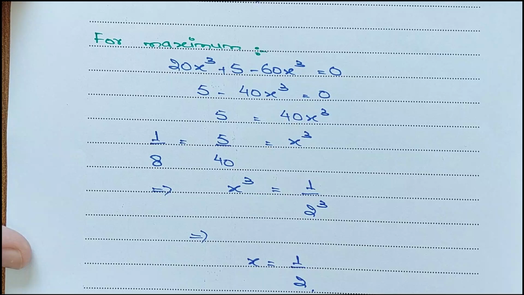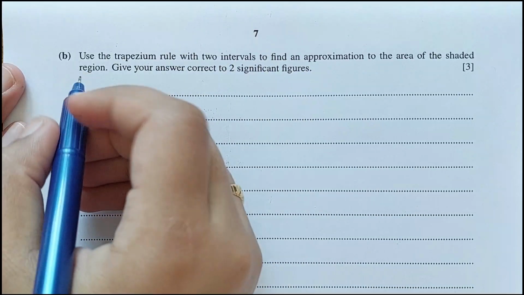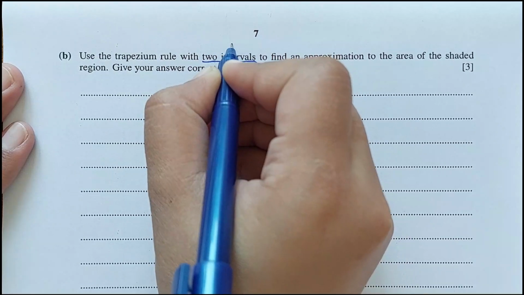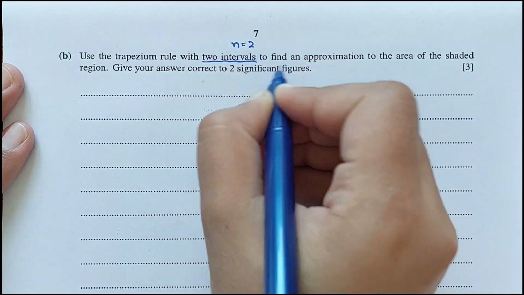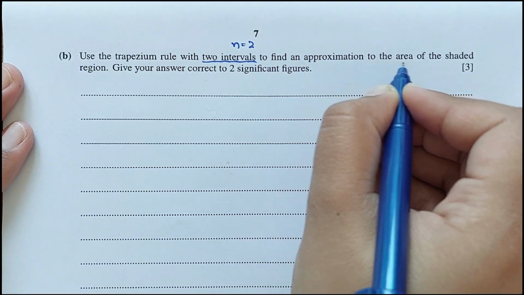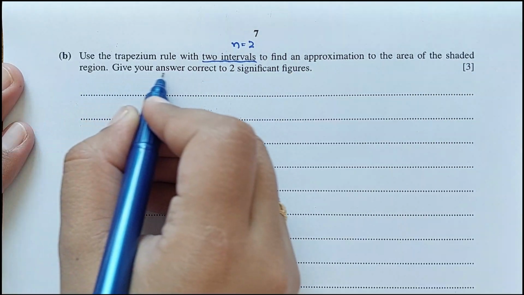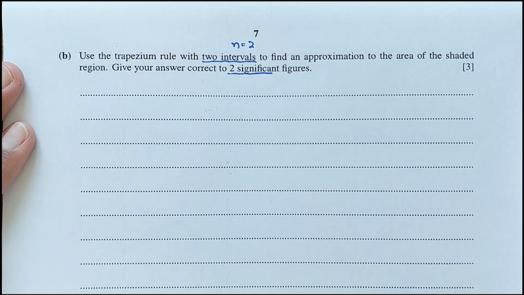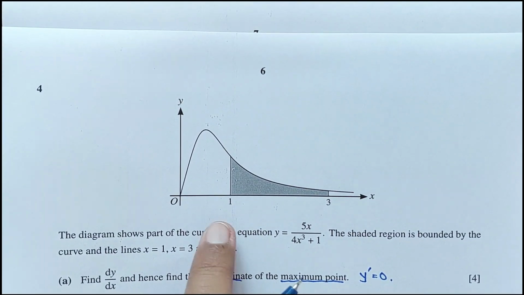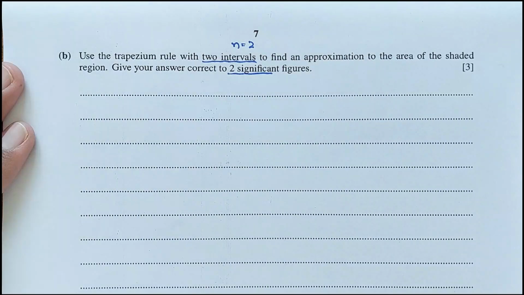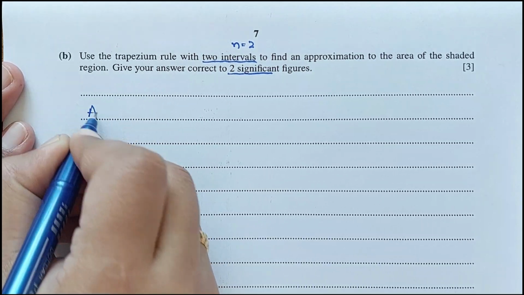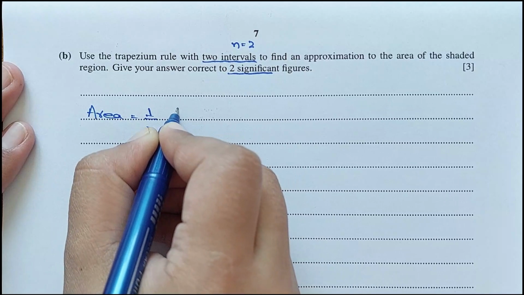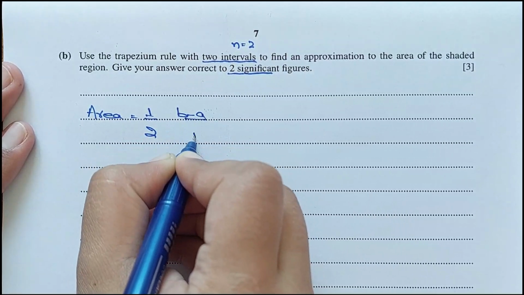Now taking cube root on both sides here, x coordinate of the maximum point is 1 by 2, right? Now for part B, use the trapezium rule with 2 intervals, n is equal to 2, to find an approximation to the area of the shaded region. Give your answer correct to 2 significant figures. Area of the shaded region, so this is the shaded region between 1 and 3, right? So the trapezium rule, the area formula is 1 by 2 times b minus a over n.